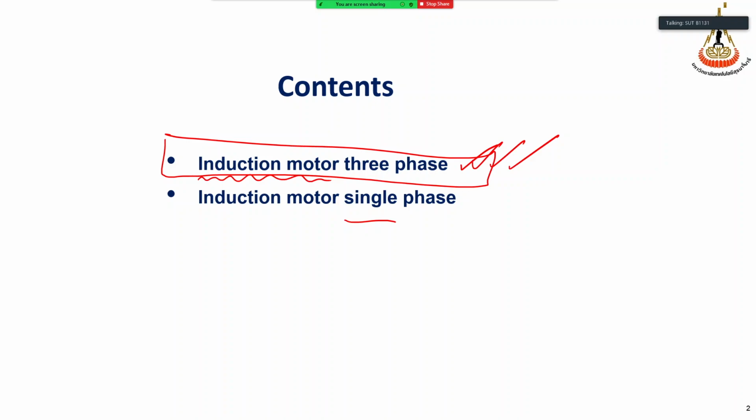The single phase induction motor is also used, but a small one, right? Usually we use it for small, household use, for example, in your electric fan, right? In the air condition, for example, single phase, right? And it's usually small one. So the large 3-phase induction motor is the topic that I will cover today.